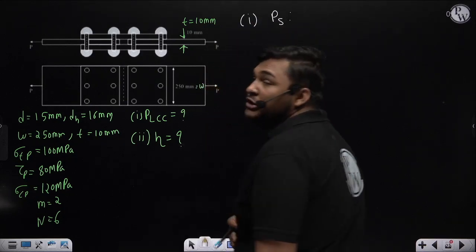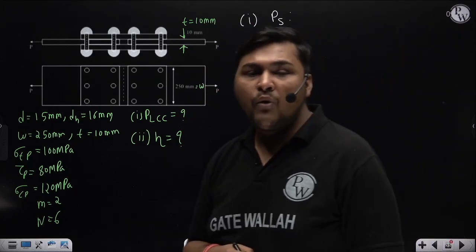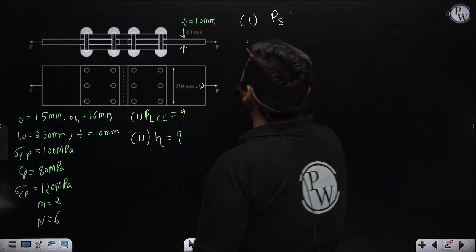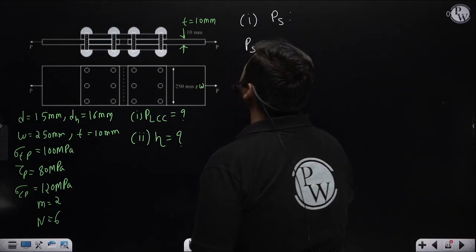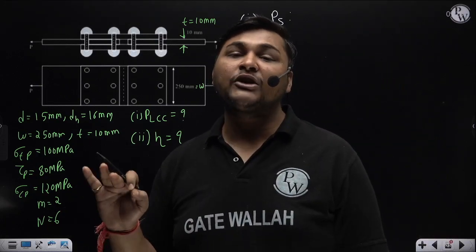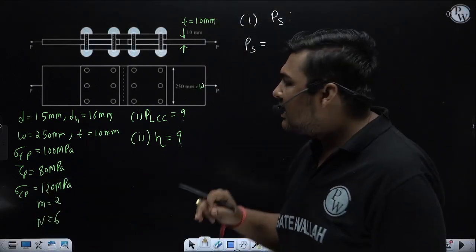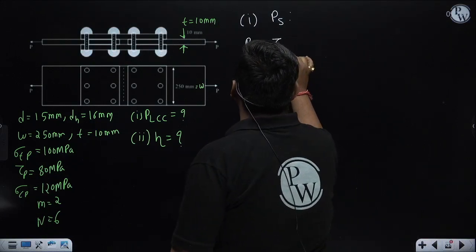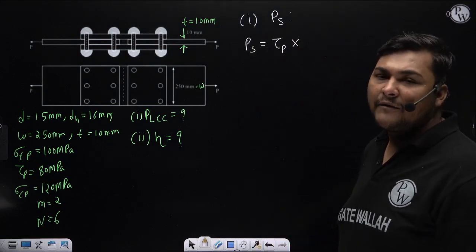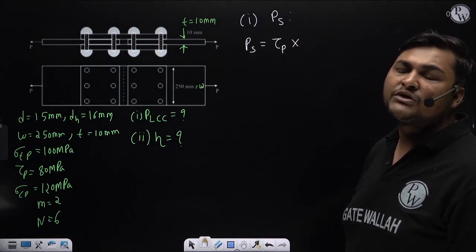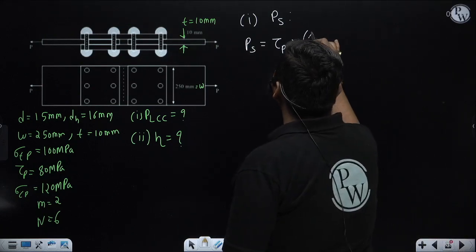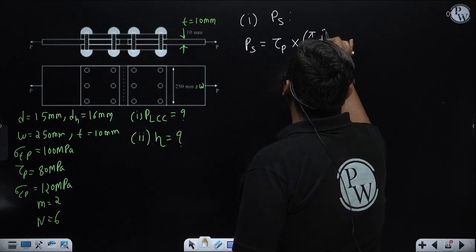this component. This is the load carrying capacity to avoid shearing failure of this system. To avoid shearing failure, first we will equate the actual shear stress with the permissible shear stress. Means we will equate actual tau to permissible shear stress, that is tau p. Now in this we will multiply the total shear area. To calculate the total shear area, first we will calculate the shear area of one rivet. The formula to calculate shear area of one rivet is pi by 4 d square into k.